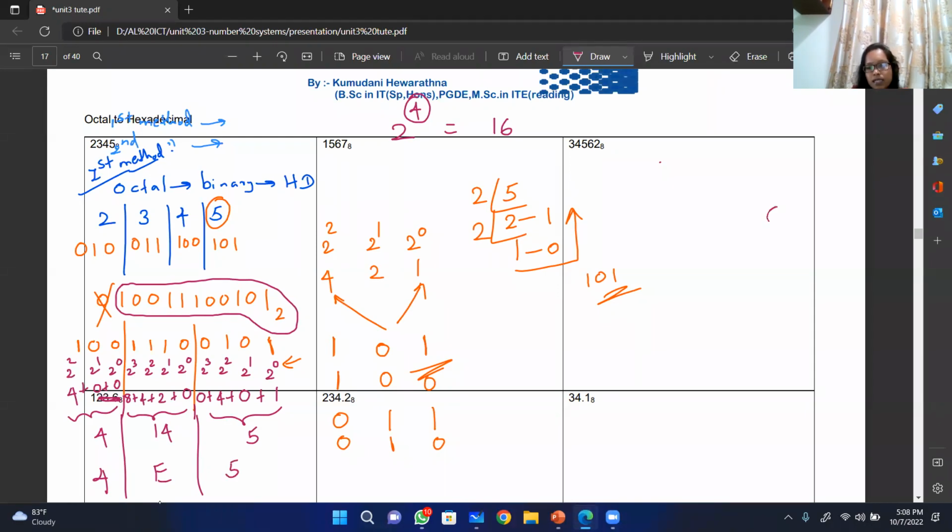Because in hexadecimal you have only the numbers 0 to 9 and the characters A to F. A for 10, B for 11, and so on up to F for 15. If 10, 11, 12 come, take the capital letter instead. So the final answer is 4E5. The base you have to put as 16.